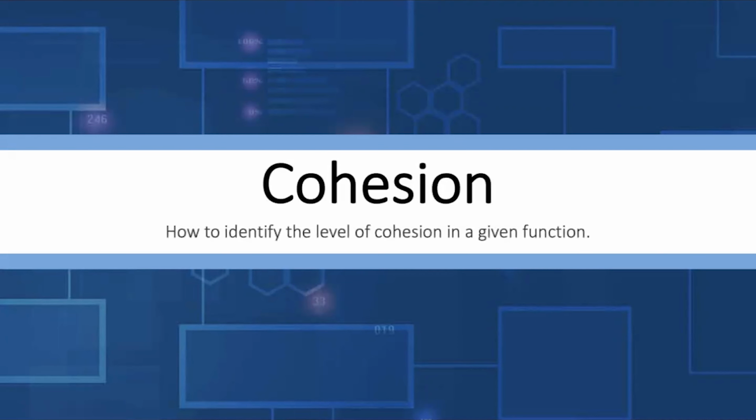Today's video will demonstrate how to determine the level of quality of a function as it pertains to cohesion. Hello, I'm James Helfrich. There are two modularization metrics. First is cohesion and second is coupling. Cohesion relates to the quality of a single function and coupling relates to the information interchange between functions. This video will demonstrate how to determine the level of quality of a single function as it relates to cohesion.